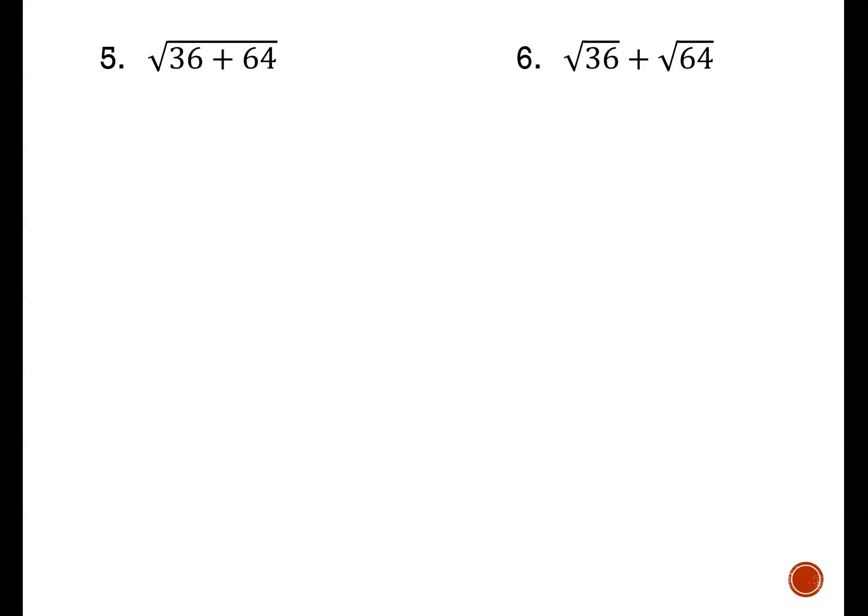Examples 5 and 6 will show us how property 7 is a true property. So on number 5, we have an operation to do that is under the radical. So you should go ahead and do the operation underneath. It's kind of like working inside the parentheses first. So we add the 36 and 64, we get 100. And then we square root and get the answer 10.